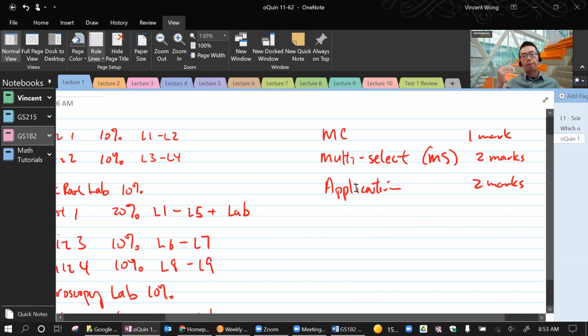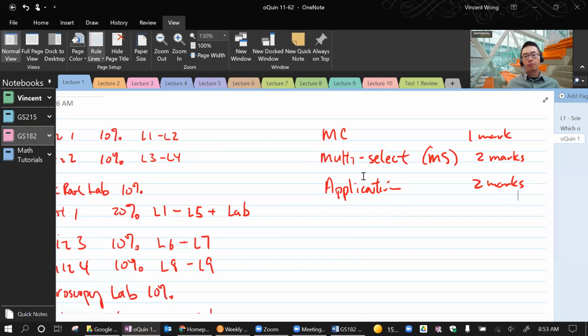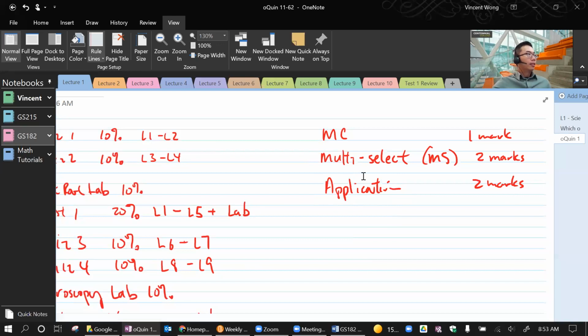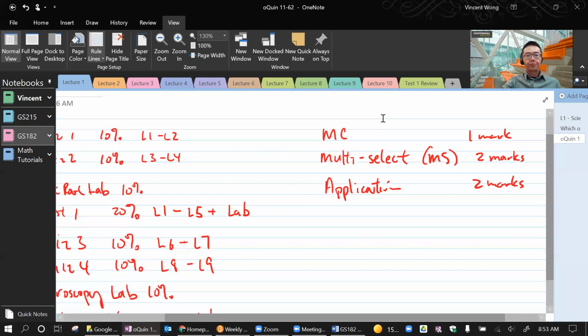So to level the playing field a little bit, we include these multi-select questions and application questions. These are not things that you can easily search up on the internet. These are things that you actually have to do some studying in order to figure out the answer. So that's about 30% of the test or quiz. So that's the evaluation. Anybody have any questions? No, we are doing good.